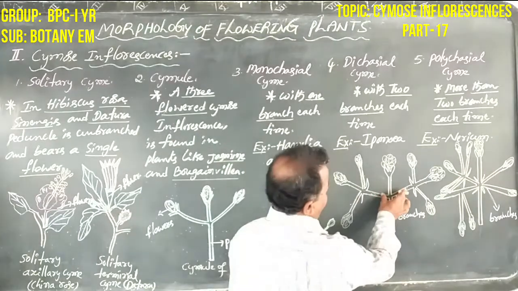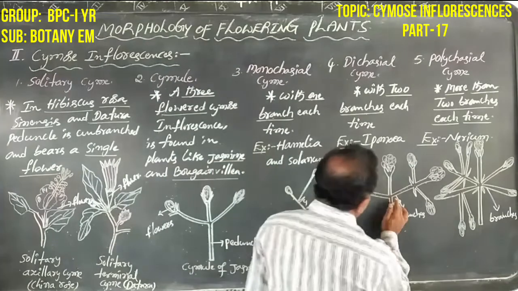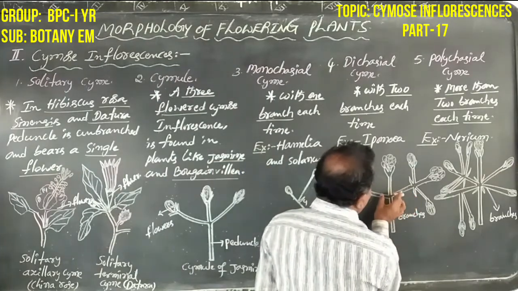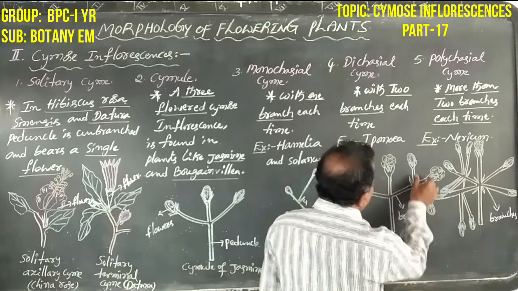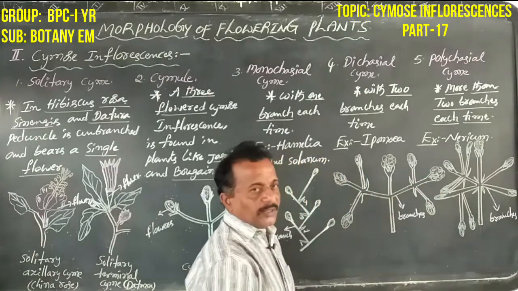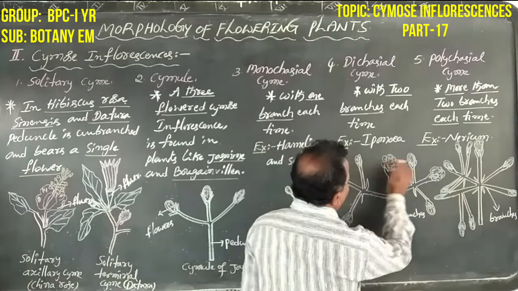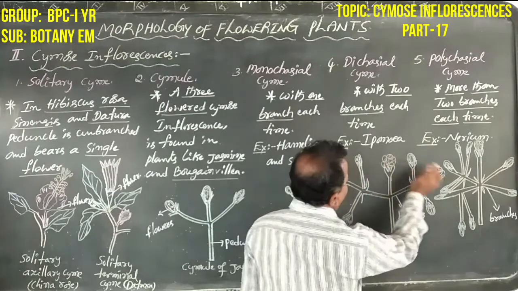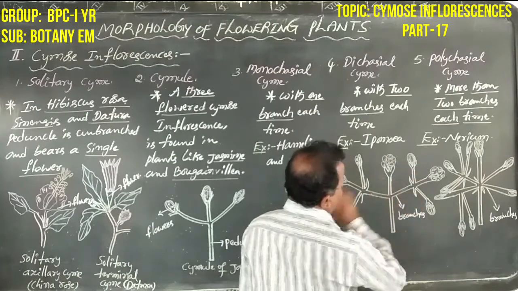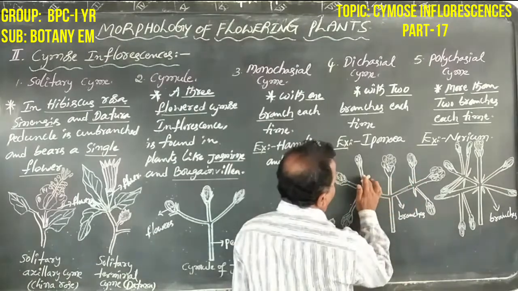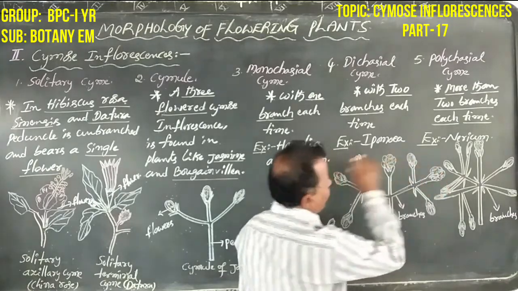So these are two branches. This is a single branch. Each time a single branch is produced in the monochasial cyme, and each time two branches are produced here. This spreads out into two branches, and this branch also spreads out into two branches, and this also spreads out into two branches. So the first generation produces two branches and three flowers. Branches are two, flowers are three. In the second generation, branches are 1, 2, 3, 4, 5, 6, and flowers are 1, 2, 3, 4, 5, 6, 7.